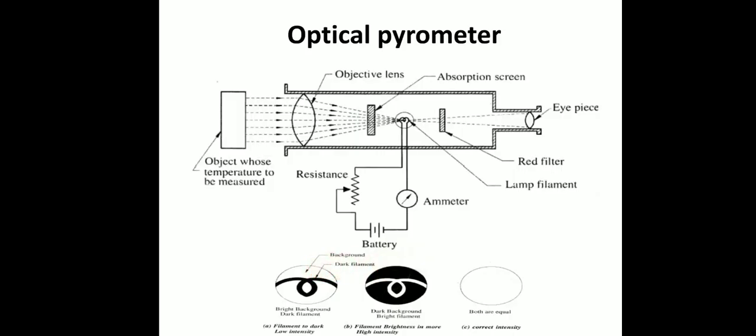Next is the dark intensity, which is shown here. Dark intensity means the filament will look brighter and other parts will be darkened. This also gives an error signal, and by adjusting the resistance finally we will get a figure like this. We cannot differentiate the background and lamp filament. At this condition, from the resistance and ammeter current, we can determine the temperature of the object. This is the basic principle of optical pyrometer.